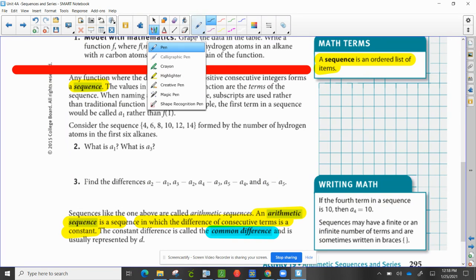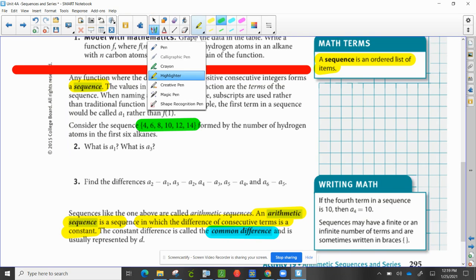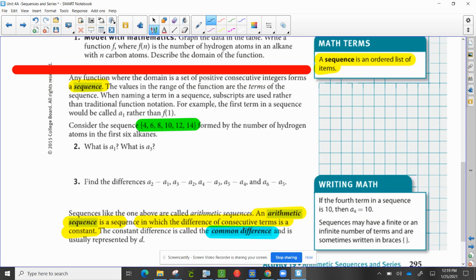We're going to talk about a few things. Number 2 says, what's A1? Now here's just a little notation. A1 just means what's the first term. That little sub number just means that term in the sequence. So in this particular problem, A1 is the first term in this sequence, which is 4. A3 then is the third term in the sequence, which is 8, the third number. That little number just means that term in the sequence.